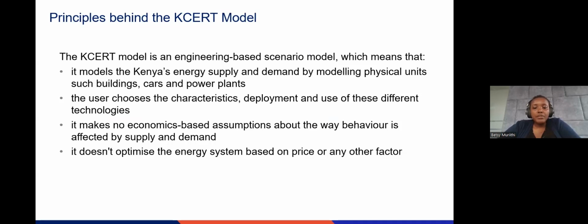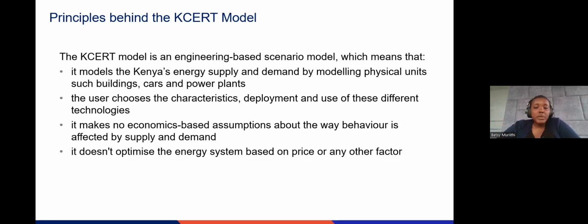And so once you have modeled how Kenya's economic aspects look in terms of energy supply and demand, you now have different characteristics and deployments for the use of different technologies. So these are the scenarios you're talking about. If it's energy supply, you can configure the model to focus just on renewable energy while reducing fossil fuel reliance, or reducing and increasing demand of fossil fuels, etc. So the user is allowed to choose different characteristics, deployments, and use of different energy technologies.